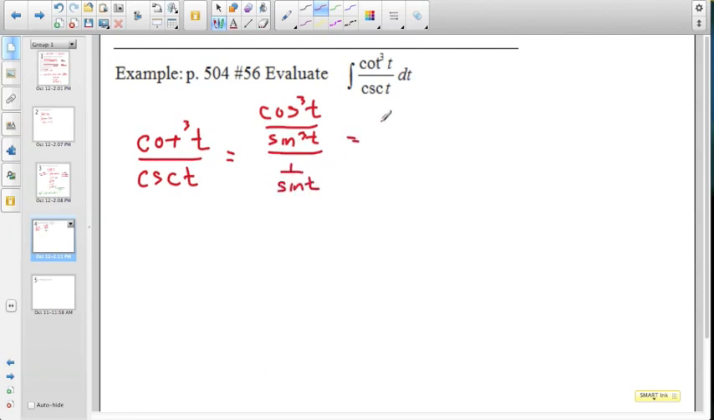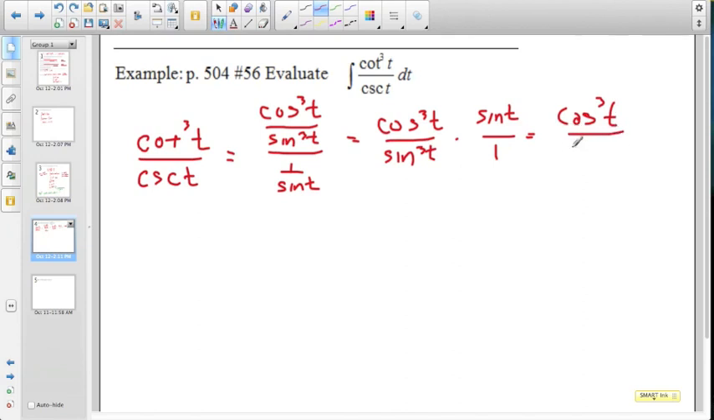And so simplifying that a little bit more, we can rewrite the first expression and multiply by the reciprocal of the second expression. So the reciprocal of sine of t over 1. And then simplifying, we have cosine cubed t over sine squared t. So there's the equivalent, and you can see that these actually look significantly different, but they're mathematically equivalent. Trig functions are like that.